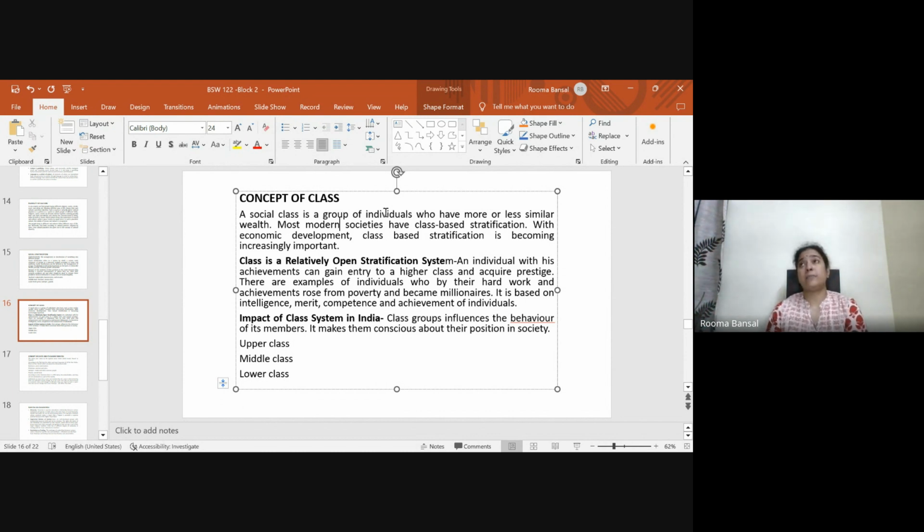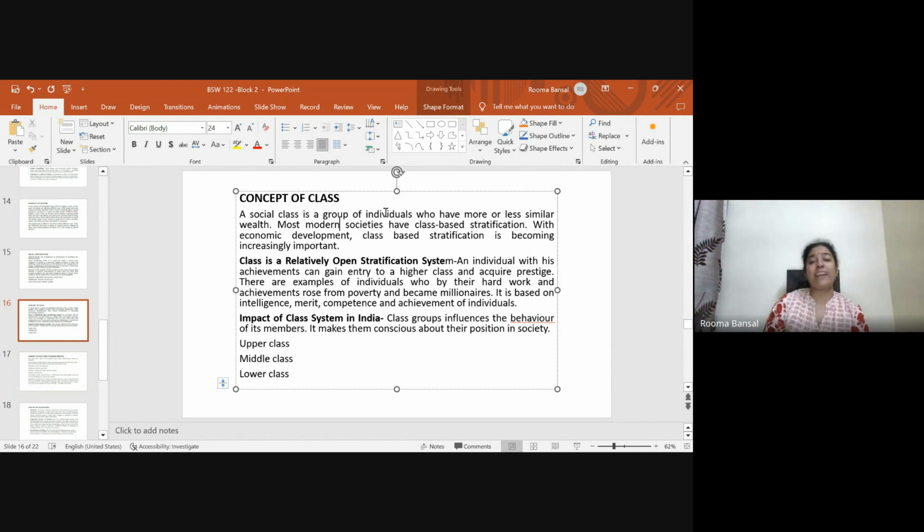Another example is an IAS officer who is the son of a rickshaw puller. What he has done, he got a good education, he worked very hard, and he cleared the UPSC exam. Now he became an IAS officer. This is not related to his caste. This is totally related to his merits, his qualities, his intelligence.